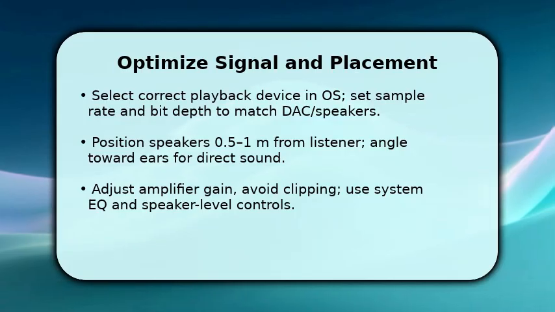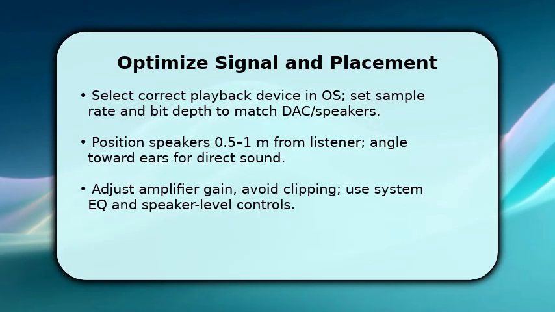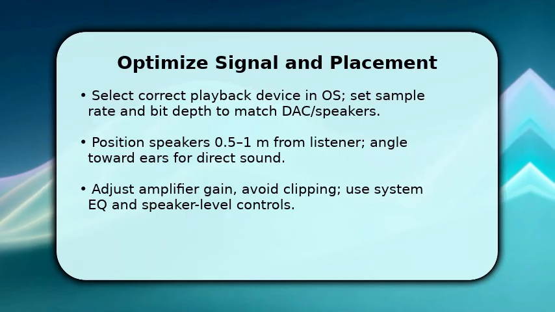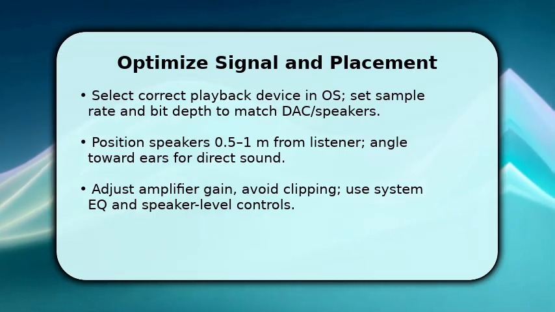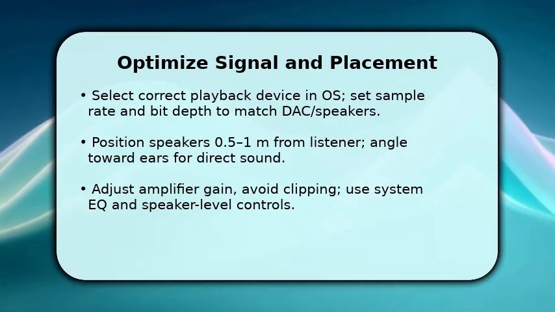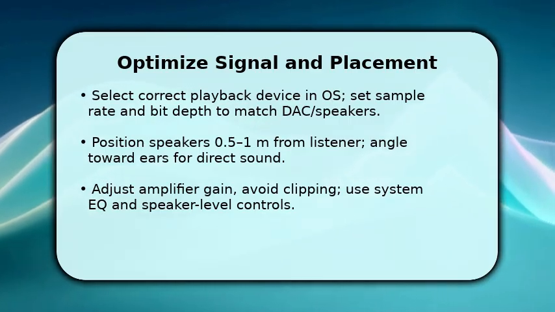Once connected, set the new playback device as default and match its sample rate to the DAC or speakers to avoid distortion. Then, place the speakers at ear height roughly 1/2 to 1 meter away and angle them for direct sound. Room placement matters more than monitor volume.